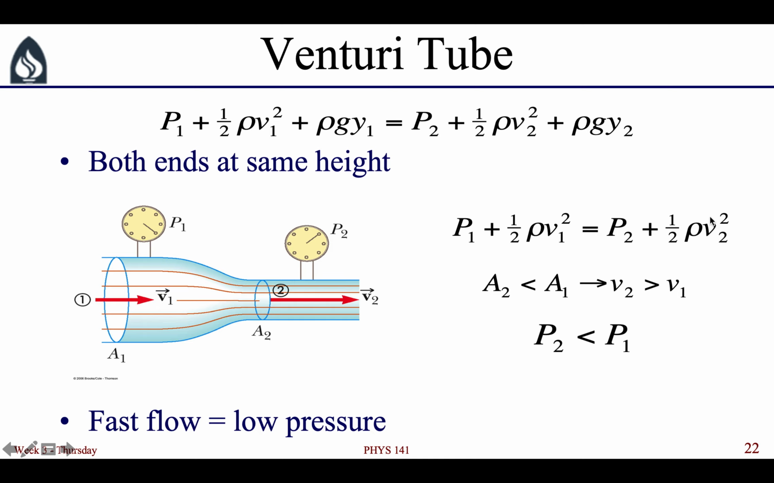If the velocity of the fluid is getting faster, then that means the pressure decreases. So we can take from the Venturi tube the lesson that if the flow gets fast, the pressure of a fluid gets lower. So fast flow is equal to low pressure.